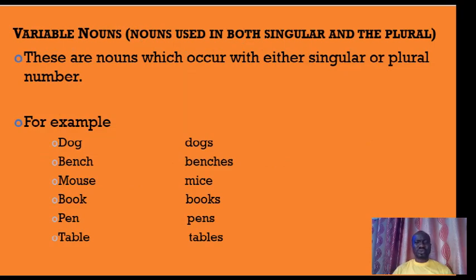Now let us go to variable nouns. Variable nouns are nouns used in both singular and plural. These are nouns which occur with either singular or plural number. For example, we have dog, the plural form is dogs. We have bench, benches. We have mouse, mice. Book, books. Pen, pens. Table, tables.